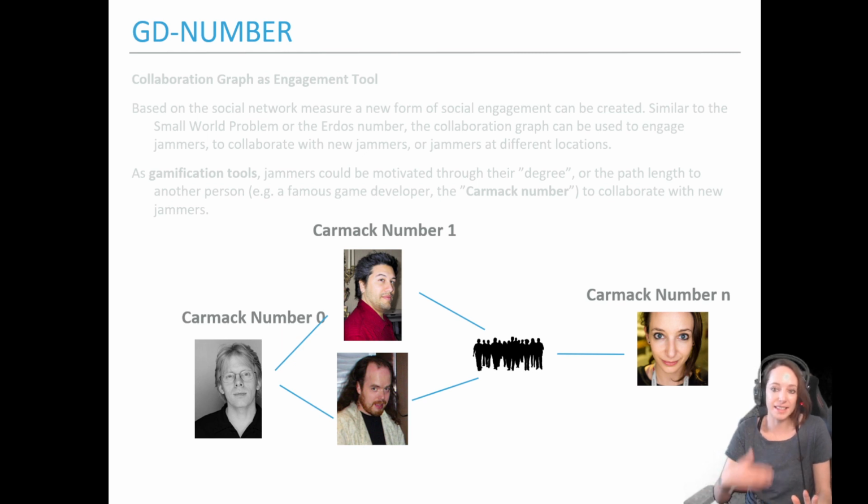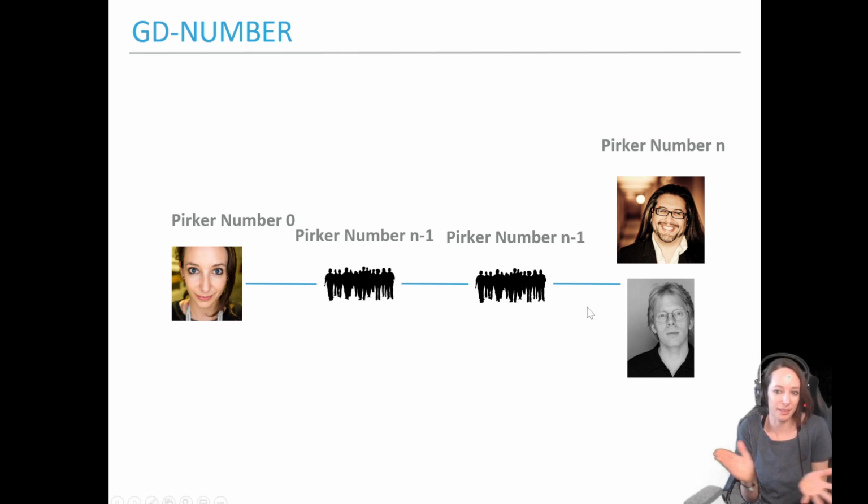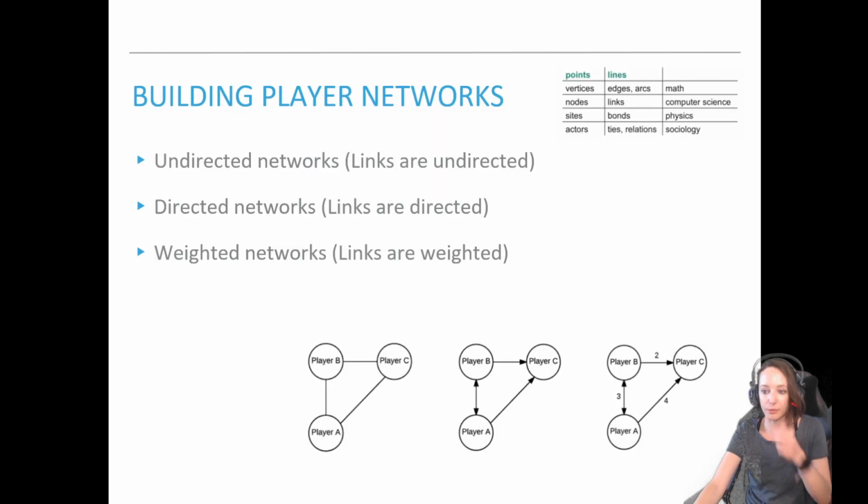And just to give you a little bit of an idea what this looks like, I still propose that we need something like this in game development too. This could be the Karmic number. So if someone developed a game with Karmic, it's the Karmic number 1 and so on and so forth. It could be the Romero number, but it's just not fair to find a good number name. So I would keep it really neutral and propose the Pirker number, to see what is a good connection to other game developers. Just kidding. But just to give you a little bit of an idea what social network analysis is and how this works. And now going back to player networks.